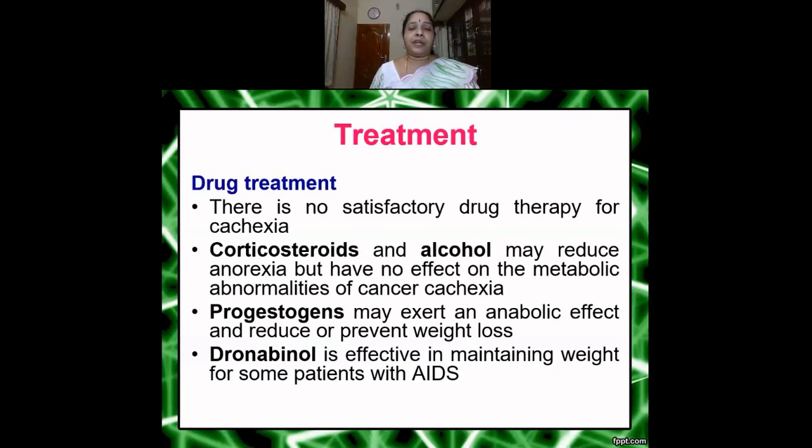Drug treatment. There is no satisfactory drug therapy for cachexia and weight loss. Corticosteroids and alcohol may reduce anorexia, but they have no effect on the metabolic abnormalities of cancer cachexia. Progestogens may exert an anabolic effect and reduce or prevent weight loss. Dronabinol is effective in maintaining weight for some patients who are HIV positive.